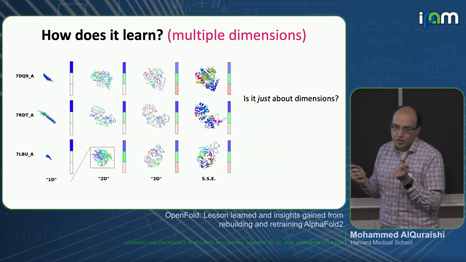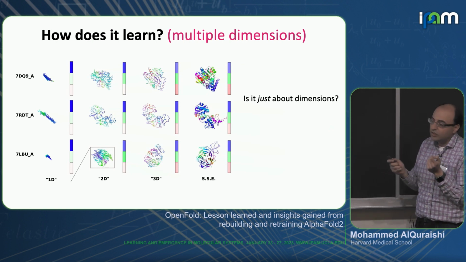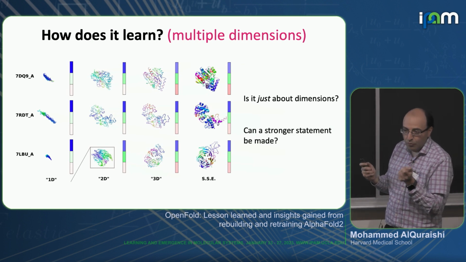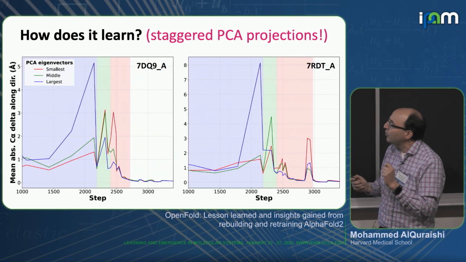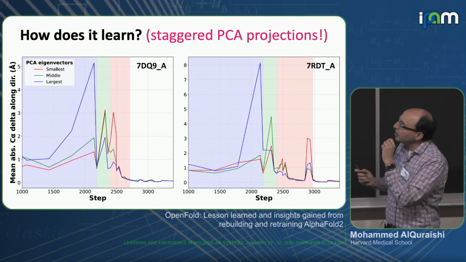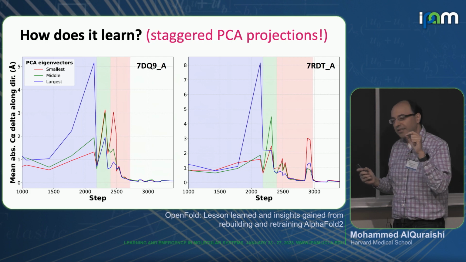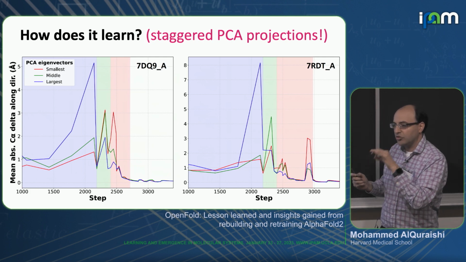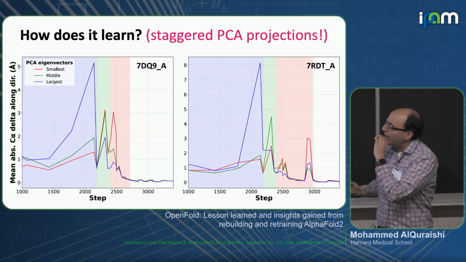So this raises the question: is it just about dimensions, or can we say something a bit more? Can we make a slightly stronger statement? And we think we can, which is that it's actually not just learning spatial dimensions sequentially, but it's essentially learning PCA projections of the structures.